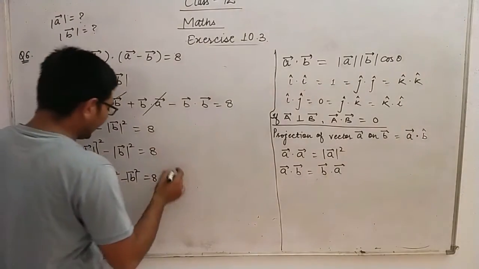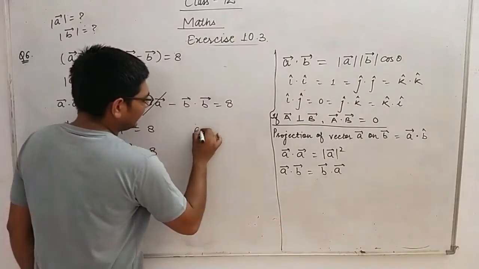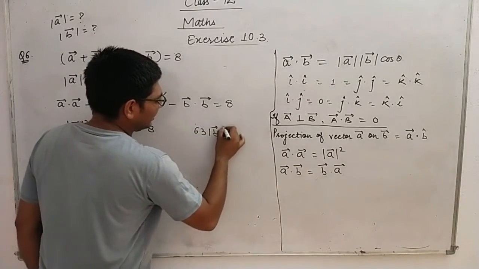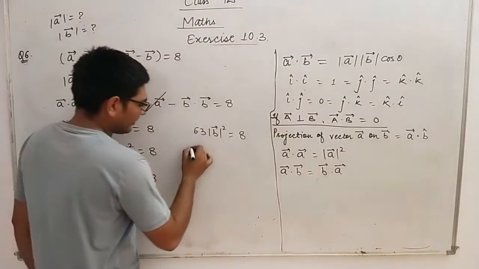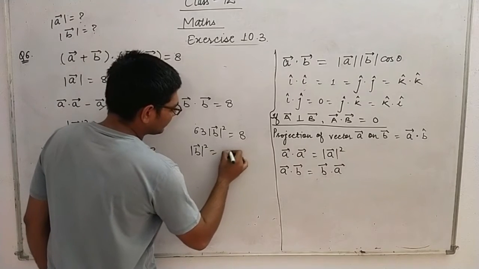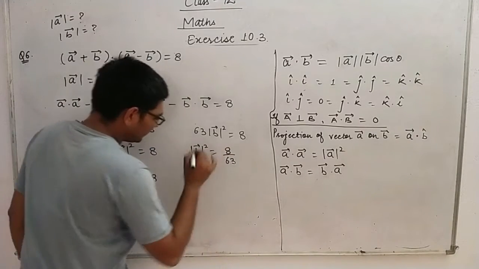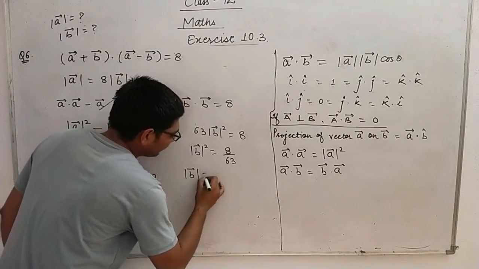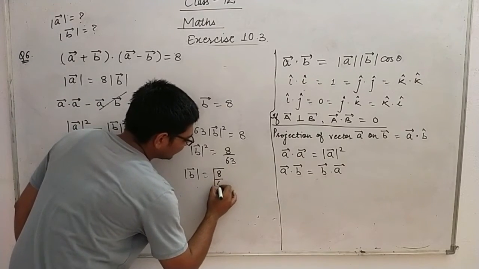So I can say that 63 times magnitude of B square is equal to 8. Magnitude of B square comes to be 8 by 63. What will be the magnitude of B then? That will be the square root of 8 by 63.